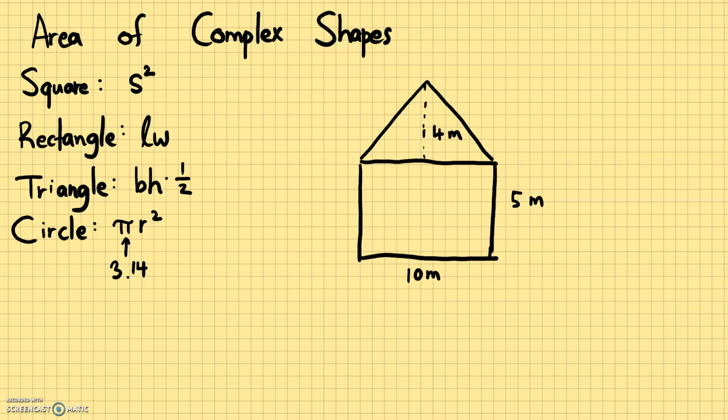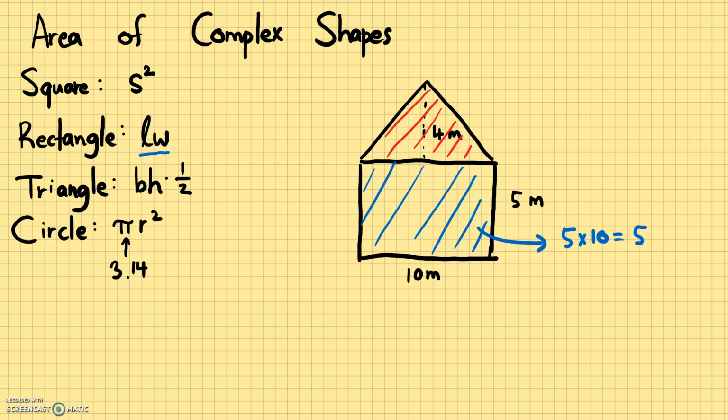Okay, my advice to you would be to separate the shapes into the shapes that we do know. Okay, so let's separate this into a rectangle and a triangle. So for the rectangle part, what is the area of this? Let's look back at our formula. It's L times W. So the area of that rectangle is going to be 5 times 10, which is 50. 50 meters squared. By the way, for areas, you need to square your units as well.